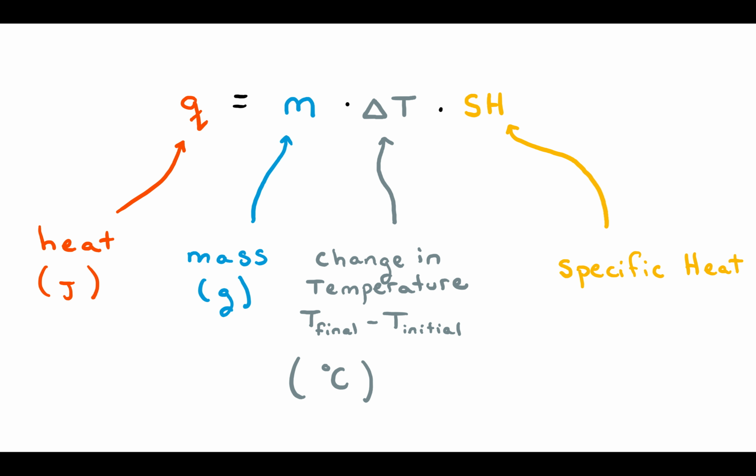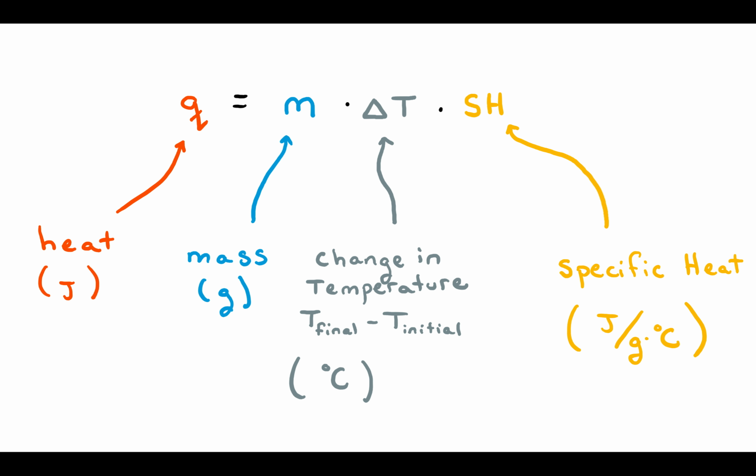SH stands for the specific heat. The specific heat tells you how hard it is to heat something up. So for example, it's easier to heat a metal fork up than it is to heat water up. Different materials heat up either more easily or more difficultly. So if you have a bigger specific heat, it's harder to heat something up, and if you have a lower specific heat, it's easier to heat something up. The units for specific heat are going to be joules per gram degrees Celsius.